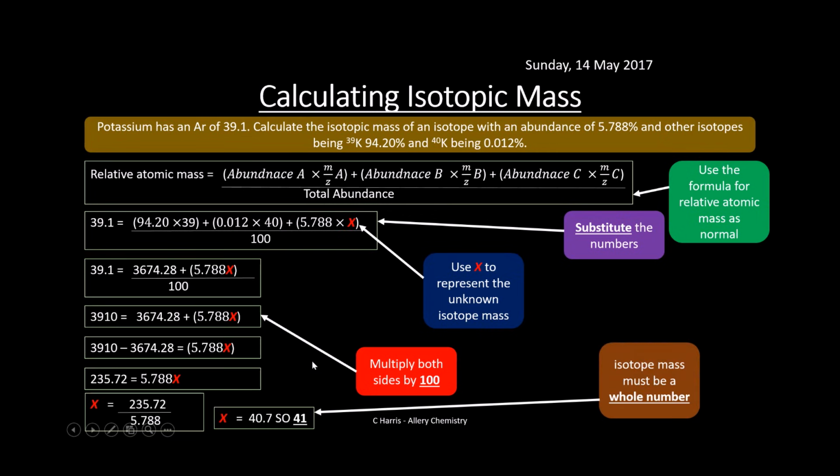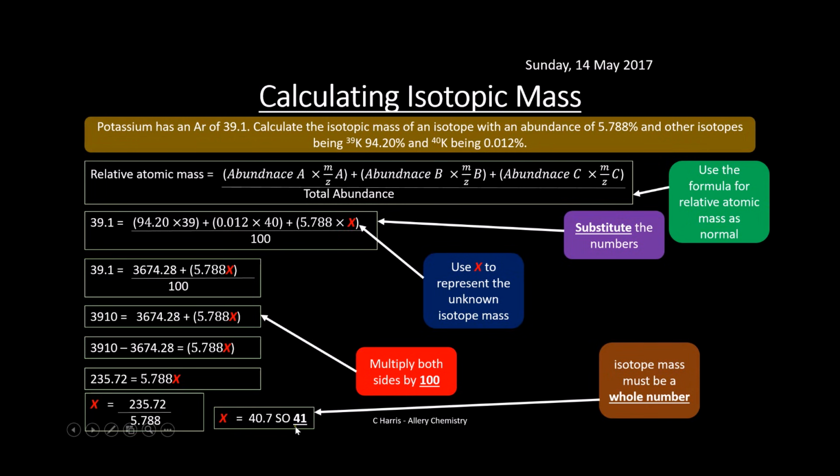And this is where the magic happens. So we rearrange this. We want to get x on its own. So what we need to do is divide both sides by 5.788 to get rid of this bit here. So divide by that number, that cancels that out. Divide this side by the same number, because whatever you do to one side, you've got to do to the other. So it's 235.72 divided by 5.788, and that should give us x as a value of 40.7.